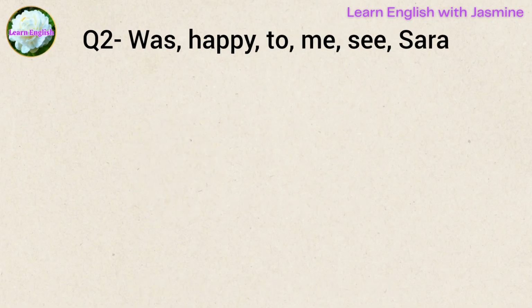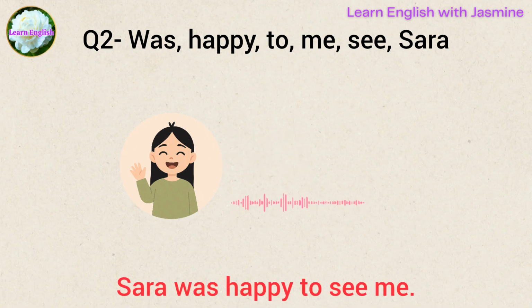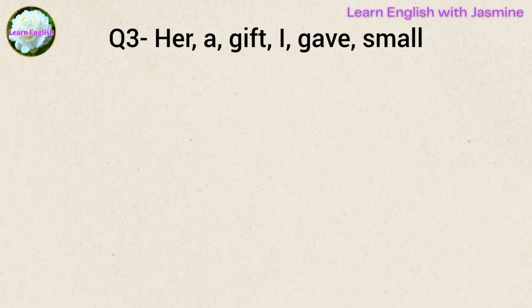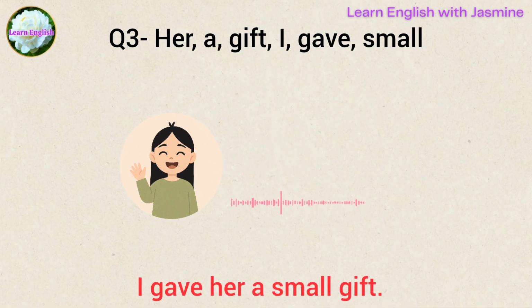Second question. Was happy to me, see, Sarah. Answer. Sarah was happy to see me. Third question. Her a gift I gave, small. Answer. I gave her a small gift.